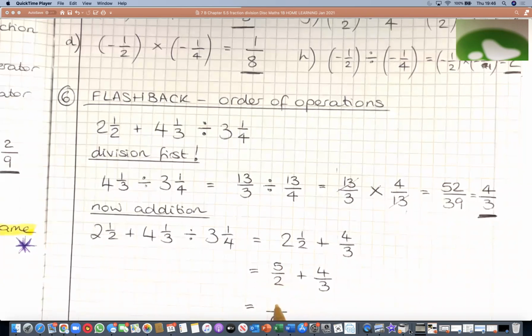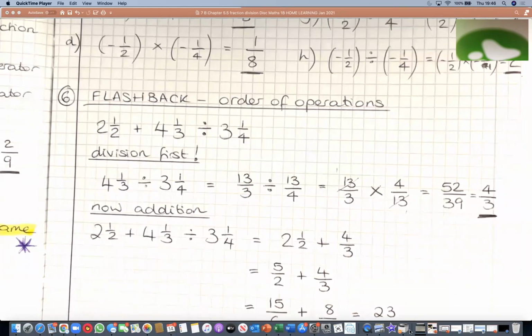So 5 multiplied by 3 is going to give me 15. I know that 3 multiplied by 2 gives me 6. So 4 multiplied by 2 gives me 8. 15 plus 8 is 23 divided by 6.